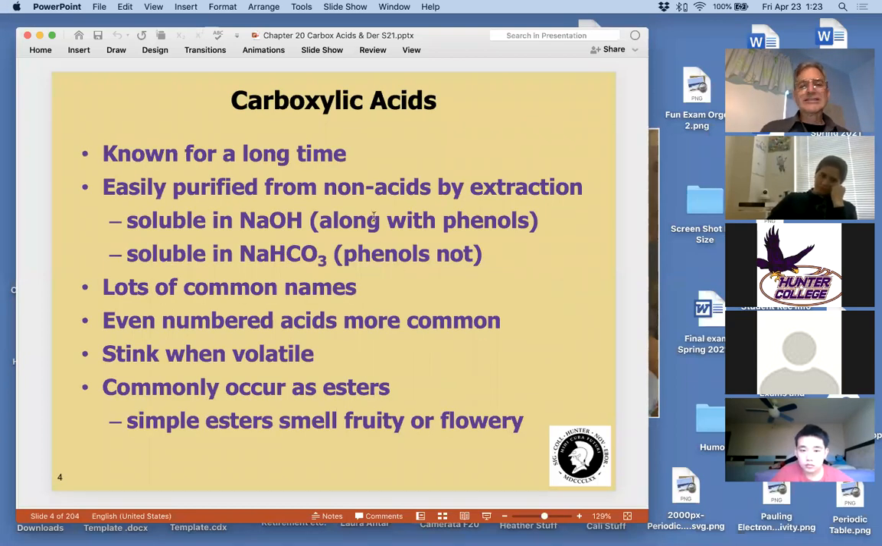Okay, carboxylic acid has been known forever. The ancient Egyptians purified vinegar. And one reason they've been known, even in more modern times, 1800s and such, is they're easy to isolate because they dissolve in base. They're soluble in sodium hydroxide, and so are phenols, if you remember. But they're also soluble in bicarbonate, which differentiates them from phenols. Because they've been known so long, there are lots and lots of common names. The compound has a common name because it's been known for a long time.